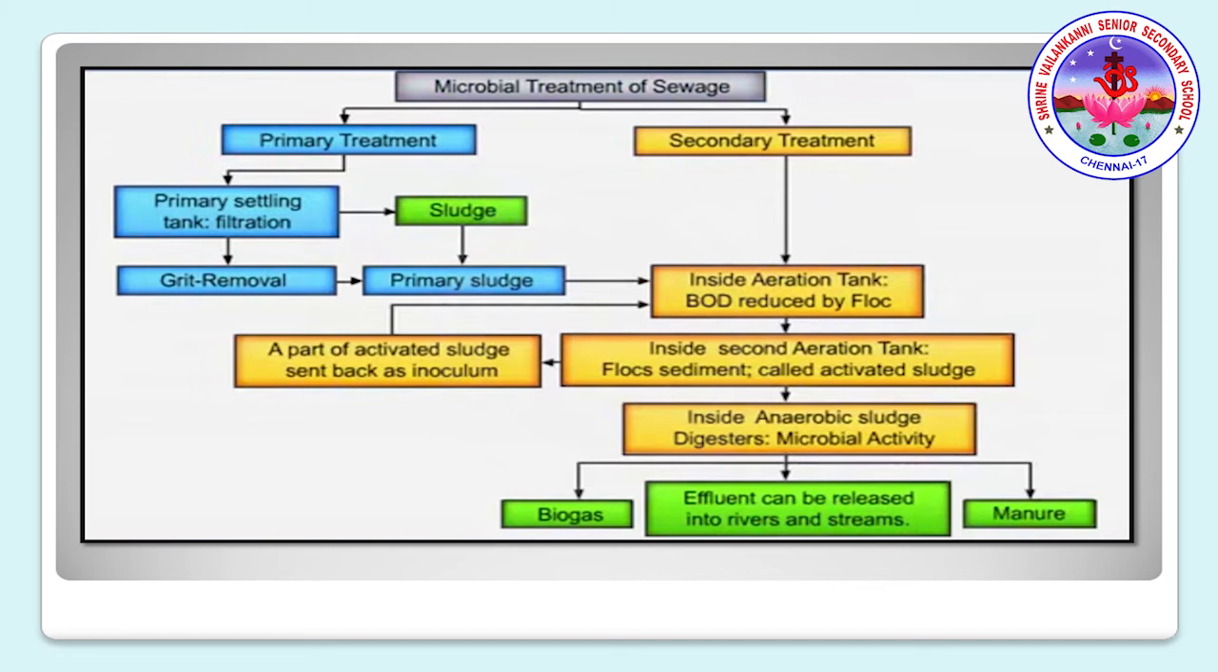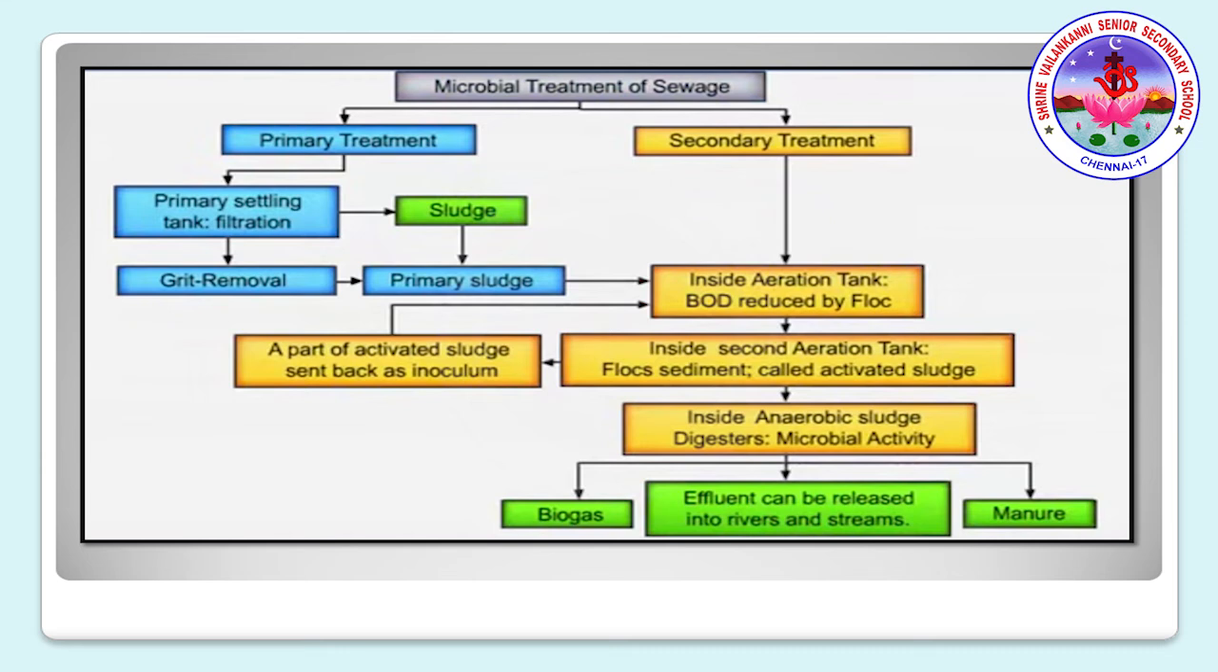So primary treatment involves a primary settling tank, filtration and sedimentation, which we studied here. As a result of primary treatment, the primary effluent is carried over to the secondary treatment. With the help of the aeration tank, the BOD is reduced by the flocs. A part of the activated sludge is sent back as inoculum. Inside the aeration tank, the flocs sediment, called activated sludge.